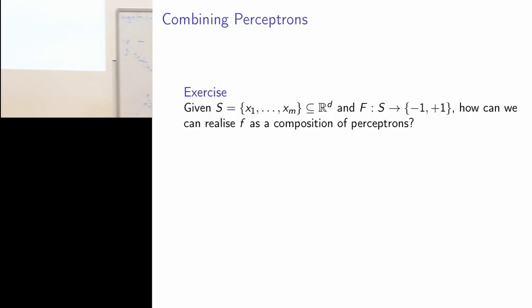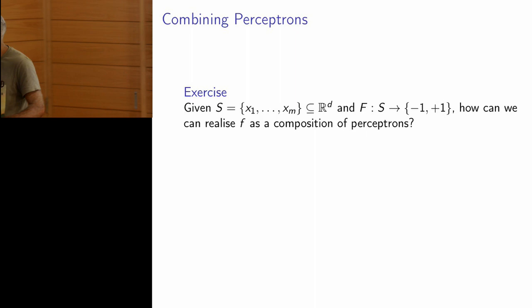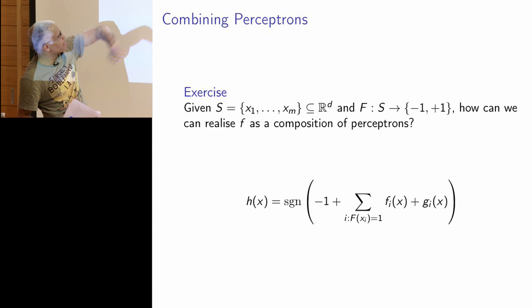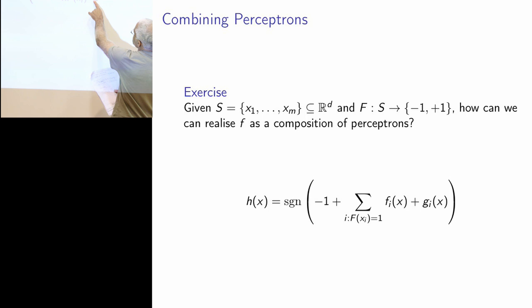By combining classifiers like this, I can realize any function. Here's the function that's going to realize big F. What I'm doing is taking all the points that I want to be positively labeled. For each point, I pick a linear classifier, so this would be this here.